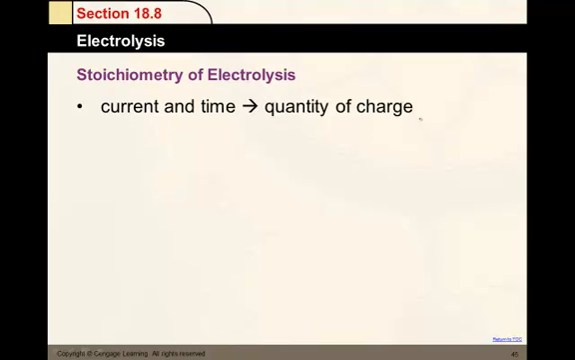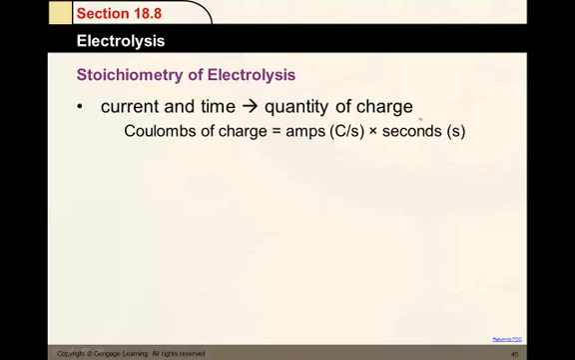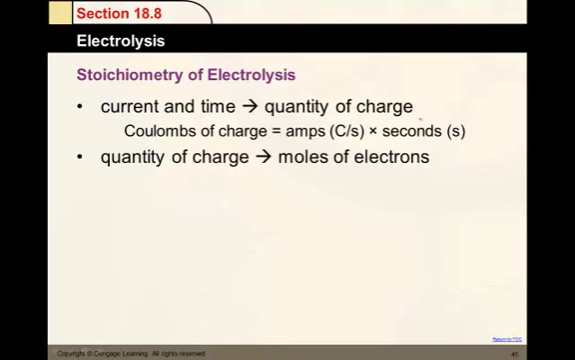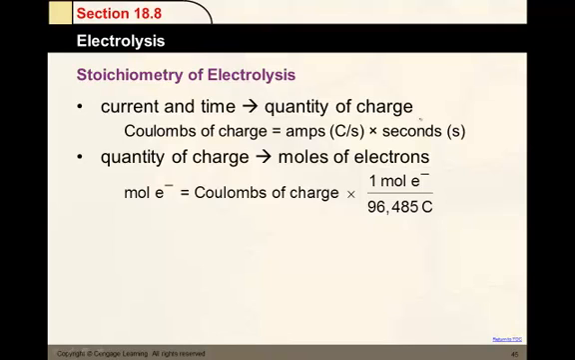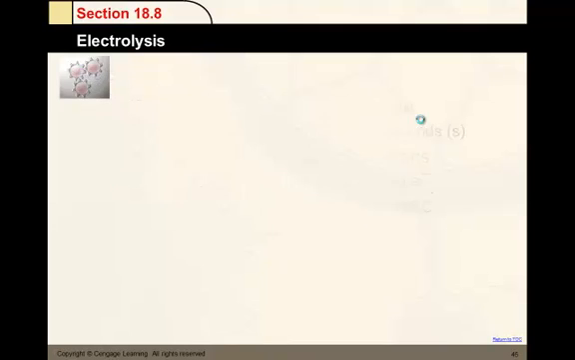And again, from current and time to quantity of charge, you're going to use the information about coulombs. A coulomb is the number of amps times seconds. Quantity to moles, you're going to use the Faraday, which is the number 96,485. Because 1 Faraday, 1 coulomb is 1 mole of electrons.